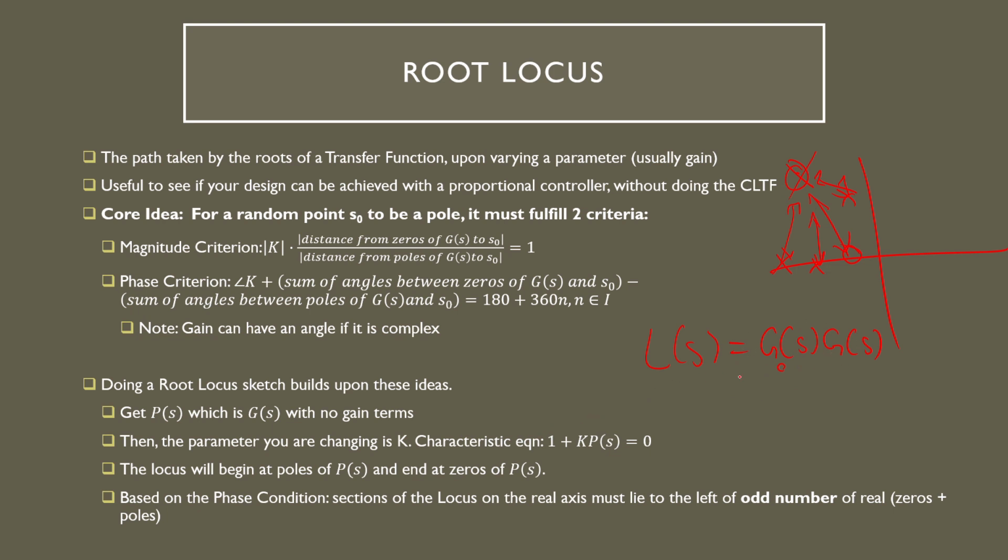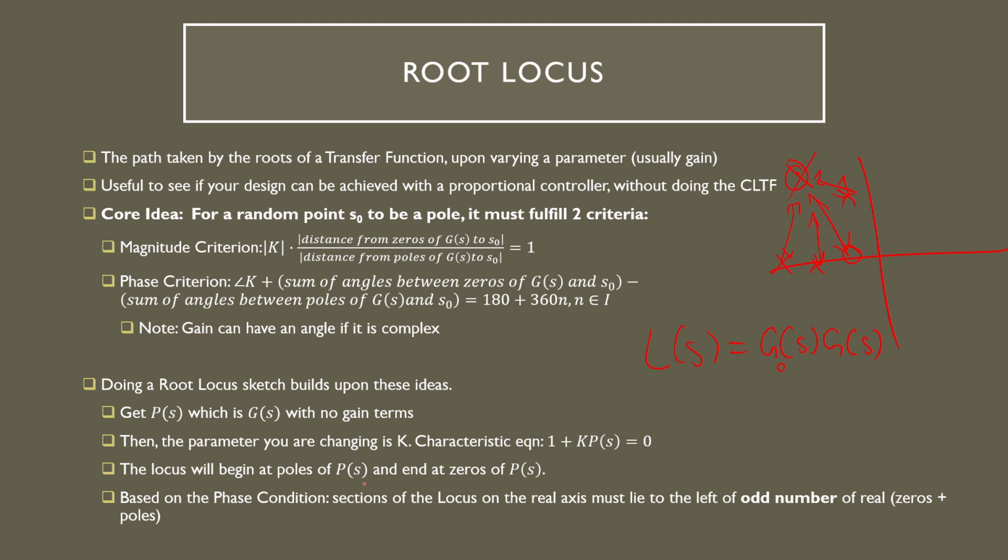So again, I'm not taking the entire system, just the general smaller system. And what I want to do is isolate the parameter I want to change. Usually it's something like gain. So I'm going to take out the gain and I'm going to be left with P of s. The locus will always begin at the poles of P of s and end at the zeros of P of s. Again, we have a new characteristic equation and this is what we're going to be following.